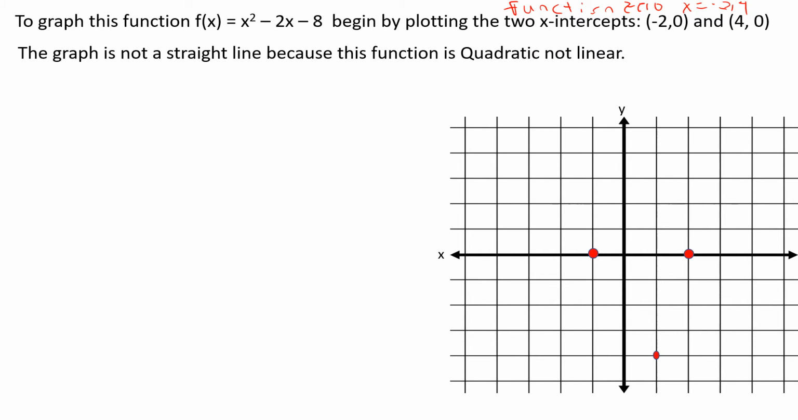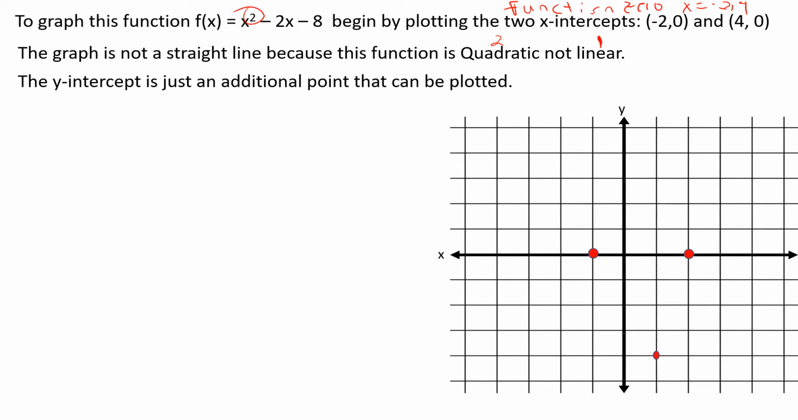Now the graph is not a straight line because this function is quadratic, it's not linear. For linear, 1 is the highest degree. For quadratic, 2 is the highest degree. If you look at this equation, we have 2 as the highest degree. So we're going to discover what shape you get when you're graphing quadratic equations.